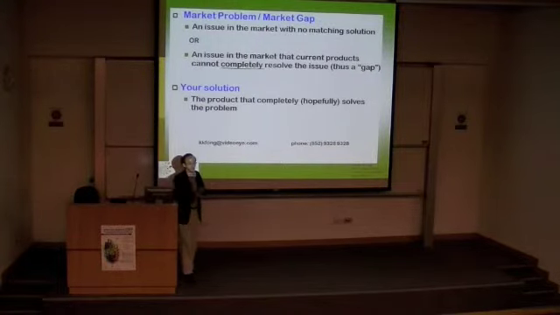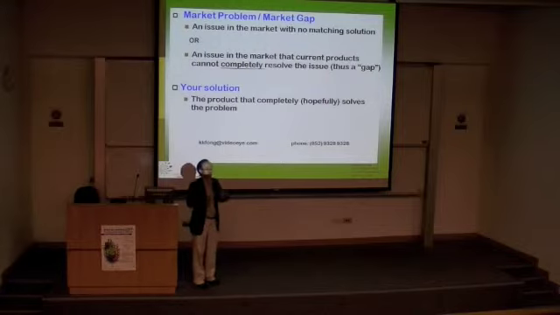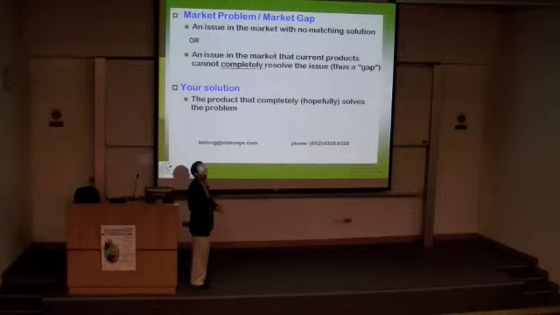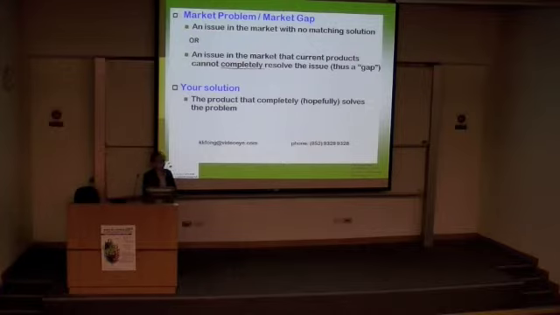Now, after you tell the audience your company name and what your company is doing, then you try to address what problem you are going to solve, or what is the problem in the market. Why do you have this company or this product? Okay, so there must be an issue in the market with no matching solution. Or an issue in the market that the current product cannot completely resolve.